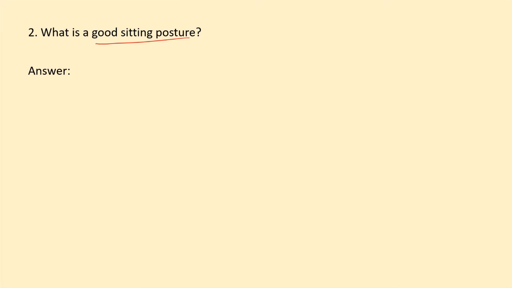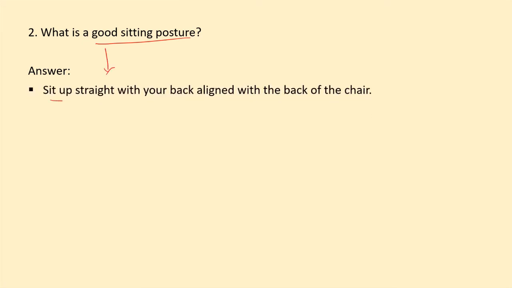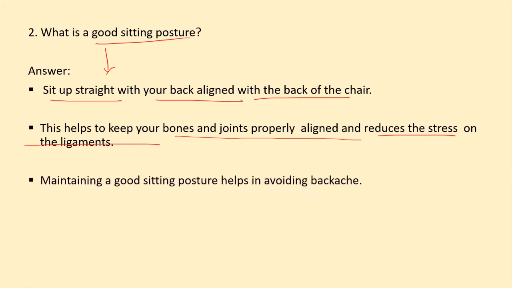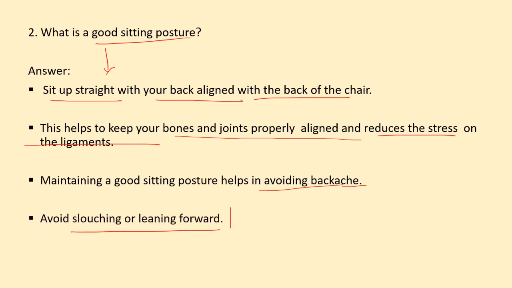What is a good sitting posture? Sit up straight with your back aligned with the back of the chair. This helps to keep your bones and joints properly aligned and reduces the stress on the ligaments. Maintaining a good sitting posture helps in avoiding backache. We should avoid slouching or leaning forward. And we should always bend our knees and keep our feet flat on the floor.